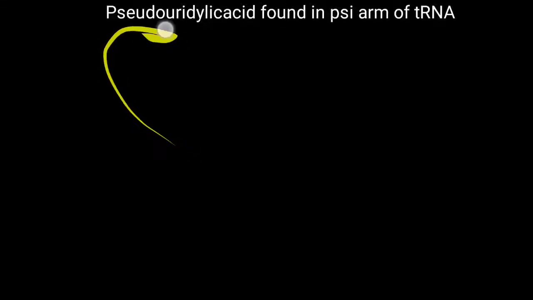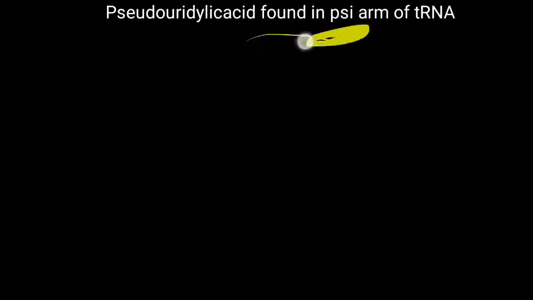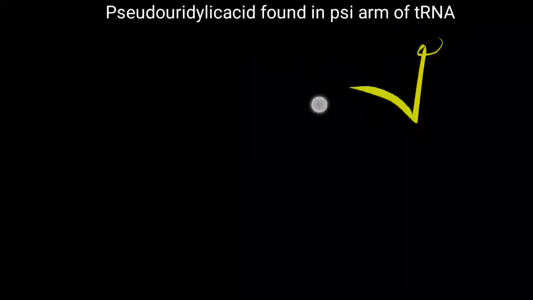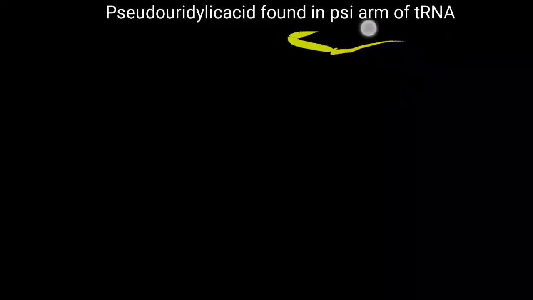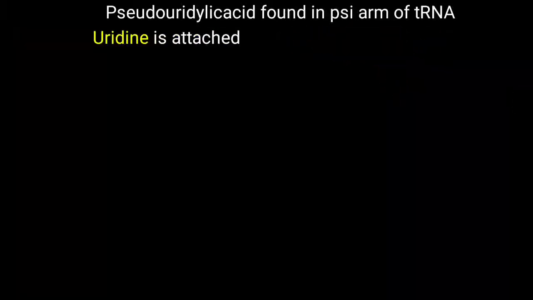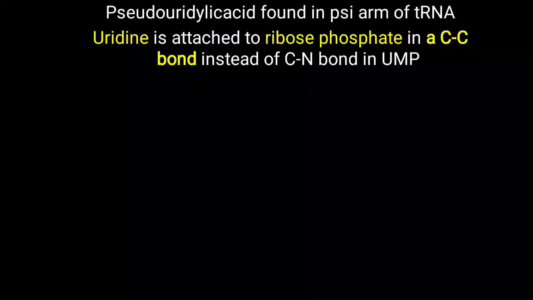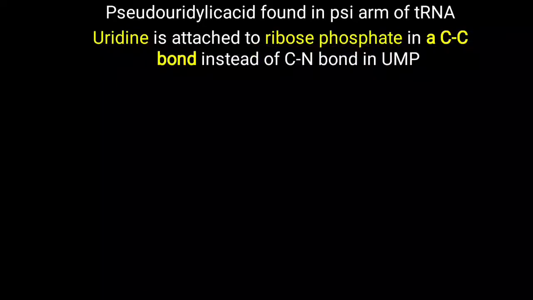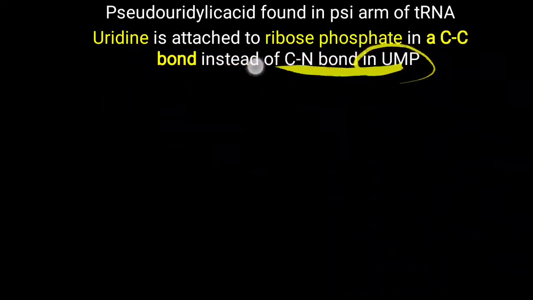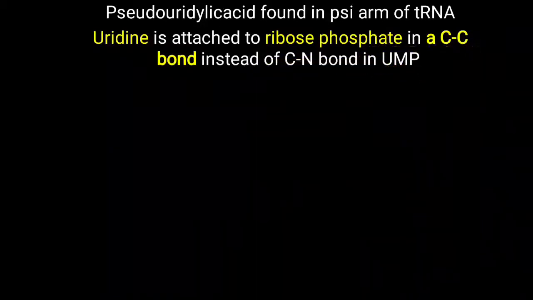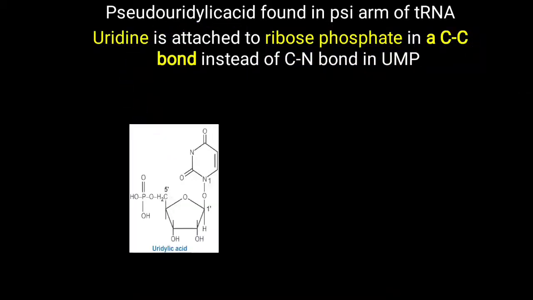It is also called pseudouridylic acid, which is found particularly over the Cy arm of the tRNA. tRNA has a particular clover leaf-like structure, and over that clover leaf-like structure, the particular Cy arm contains pseudouridylic acid. This uridine is attached over the ribose phosphate, because the RNA molecule contains ribose sugar. Over that ribose phosphate, this uridine is attached with a carbon-carbon bond, which is not the normal bond; the normal one is the CN bond. So in this UMP, instead of the CN bond, there is a CC, carbon-carbon bond, and that makes pseudouridine. We will understand that from this picture.